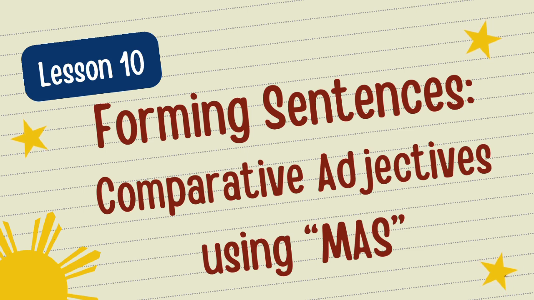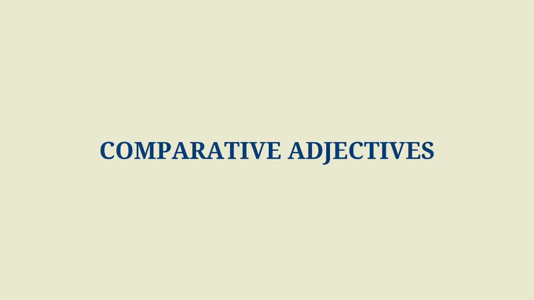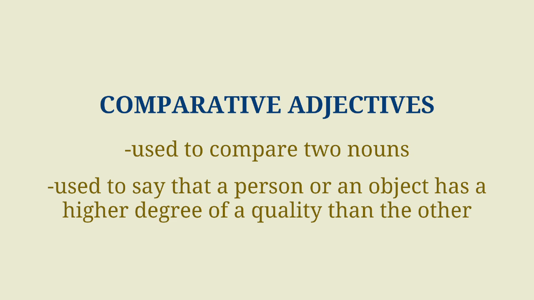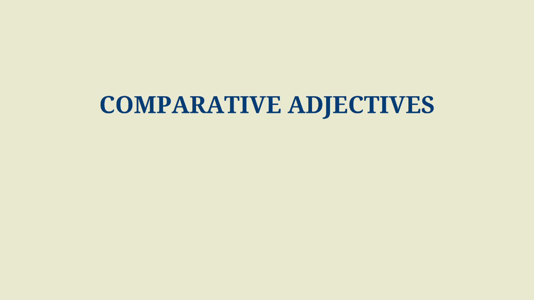In today's video, we will learn all about comparative adjectives in Tagalog. We use comparative adjectives to compare two nouns. We use them to say that a person or an object has a higher degree of equality than the other. In Tagalog, we do it by adding mas before the standard adjective.